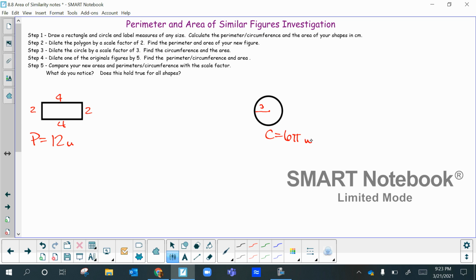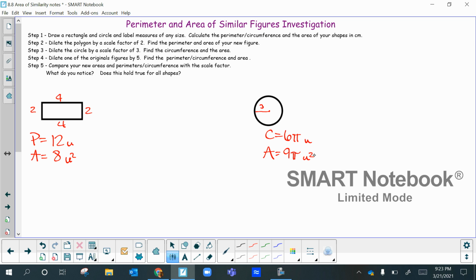All right, now find the area. Area of this one's going to be 8 square units. The area of this one is going to be pi r squared. So r squared, 3 squared is 9. So our area is going to be 9 pi units squared. Okay, so now it says dilate by a scale factor of 2. And now find your perimeter and your area of your new figure.